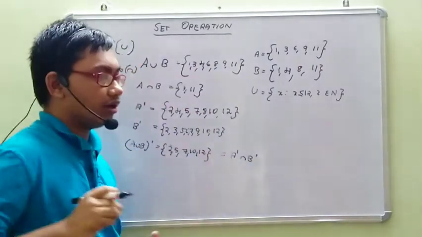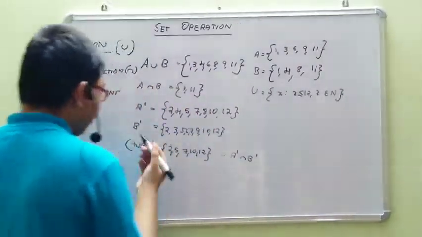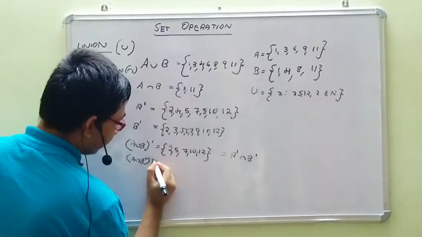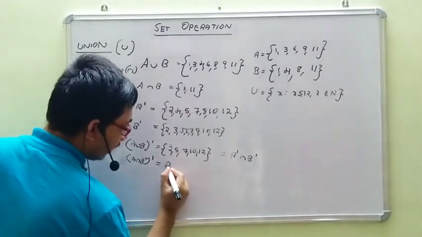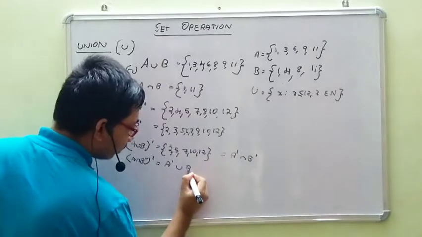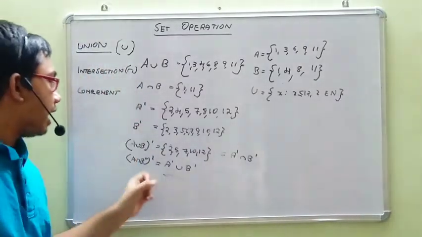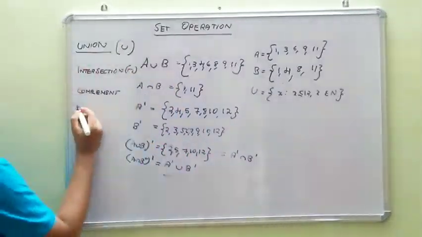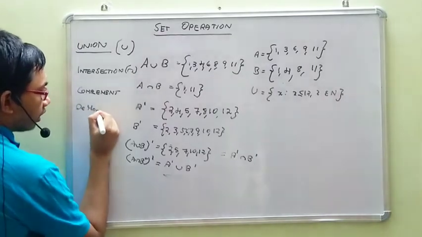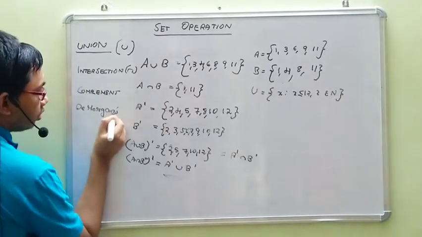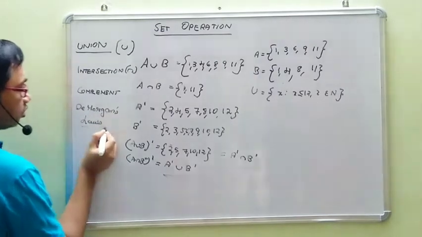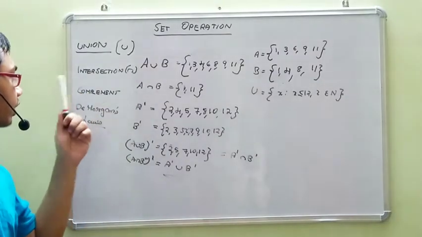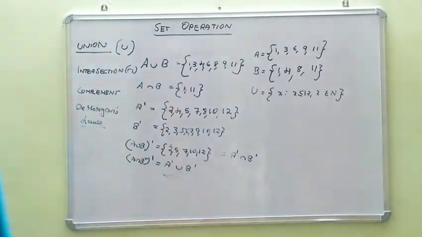We are just changing the sign outside of the complement. Similarly, A intersection B, the whole complement, will be equal to A complement union B complement. So this is about complementation, and these two laws are called De Morgan's laws. So we studied union, intersection, complement, De Morgan's laws.